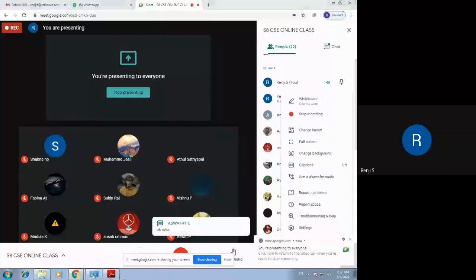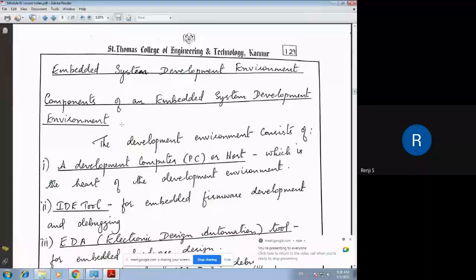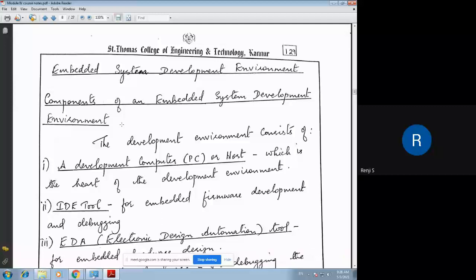Okay, so I'll be continuing with the next section, that is the embedded system development environment. What is an embedded system development environment? If I want to develop an embedded system, what are the supporting hardware units or the software units that help me to develop it? I have to develop the firmware. I have to integrate the firmware into the hardware unit. What are the devices, both hardware and software, that help me to develop an embedded product as a whole?